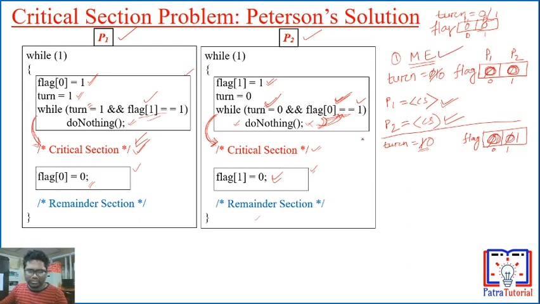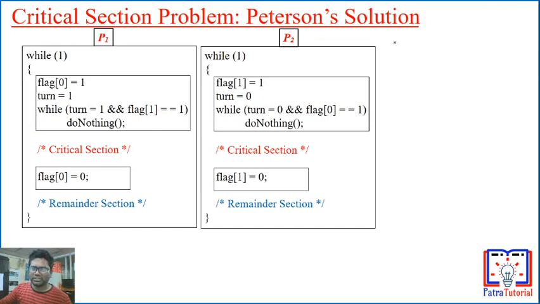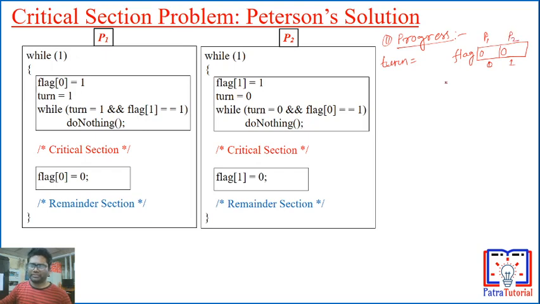Now we have to check for progress, right? So let me start again. Suppose the second thing we have to check is progress. Suppose turn is equal to nothing, okay, and let me take flag equal to 0 0 again. Initially this is 0, this is also 0, this is the 0th index, this is the first index, and this is for P1 and this is for P2.